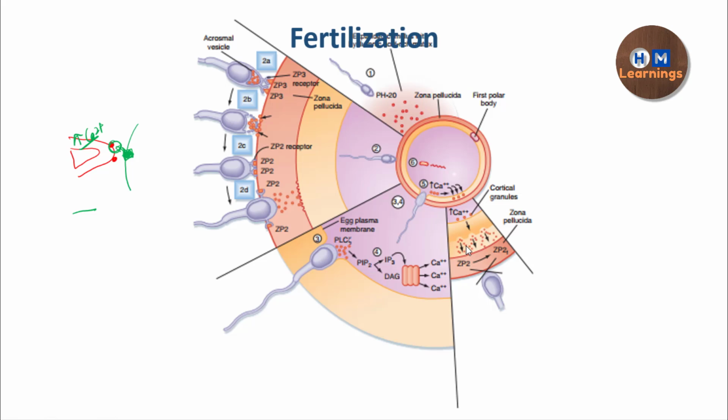Polyspermy means that if multiple sperms enter inside the oocyte, it's called polyspermy. Now the zygote should be diploid. If it is not diploid, it will not survive. So for that, only one sperm has to fuse with one egg. So if one sperm has entered inside the egg, it will lead to the activation of the cortical granule reaction, which will block the entry of the other sperms, and it is acting as a mechanism to prevent polyspermy.